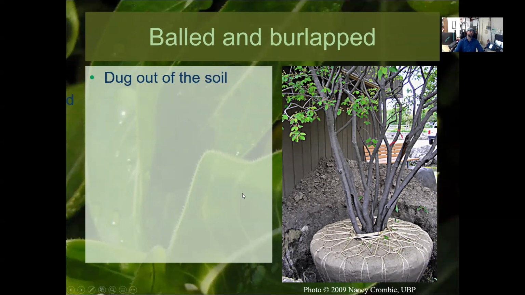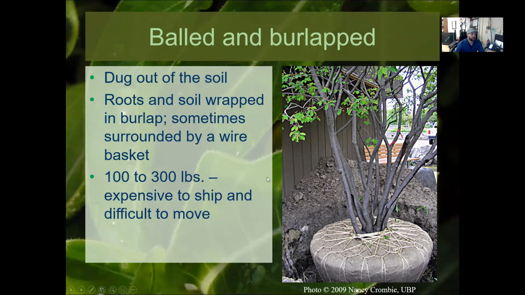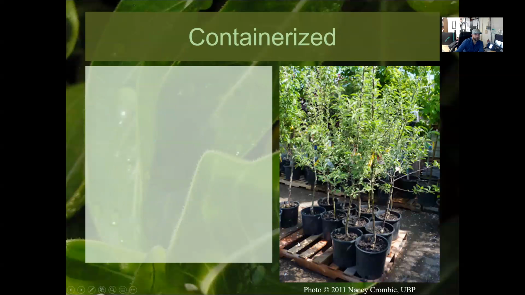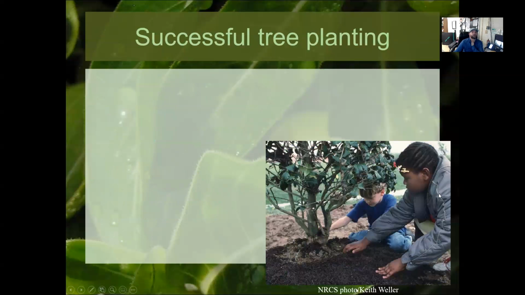Ball and burlapped, these are dug out of the soil. Roots and soil wrapped in burlap, sometimes surrounded by a wire basket. So the bigger that your root ball gets, you might need a wire basket. 100 to 300 pounds, expensive to ship and difficult to move. So make sure you're buying these from a local landscape nursery that did them on the spot, or you will be paying for those shipping fees. Containerized. These are dug out of the soil, roots and soil transferred to a pot, heavy to transport and move.